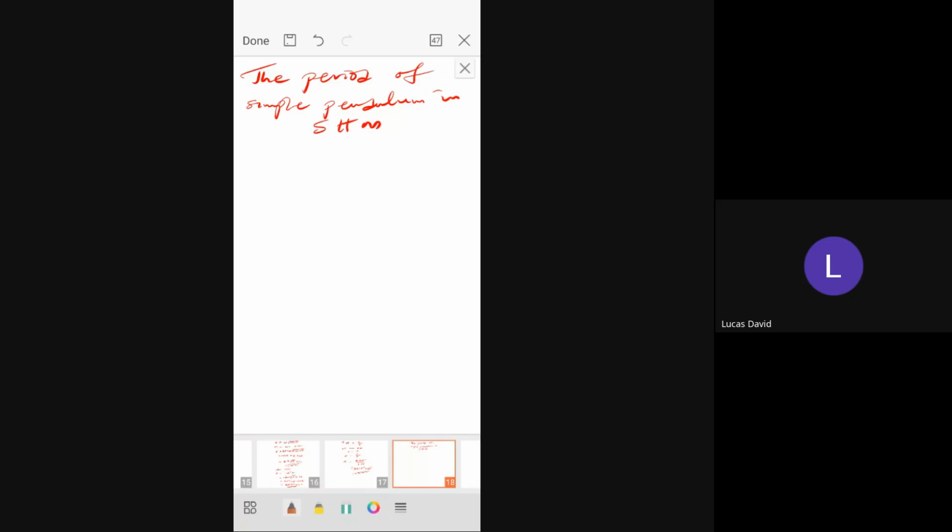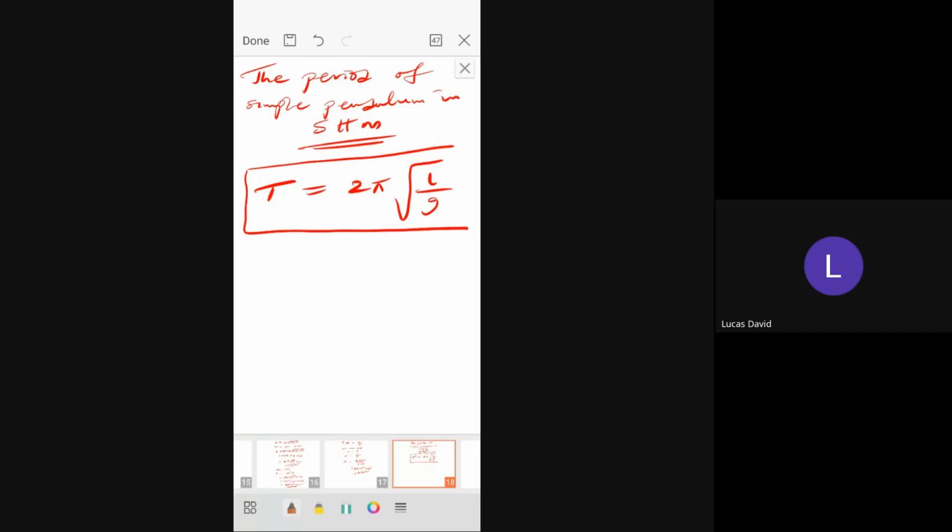So the period of a simple pendulum undergoing simple harmonic motion can be given as T equals 2π multiplied by the square root of L over g. So this is the period of a body undergoing simple harmonic motion. So anytime you have a simple pendulum experiment, provided the simple pendulum is in simple harmonic motion, the T there is given as 2π root L over g. Now the question is, what is L? What is g? Because 2π is a constant.